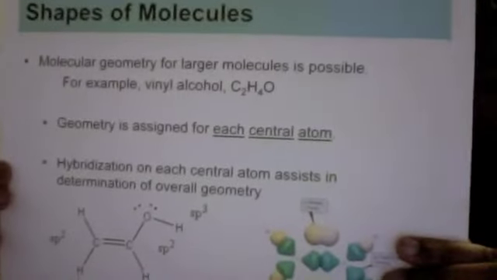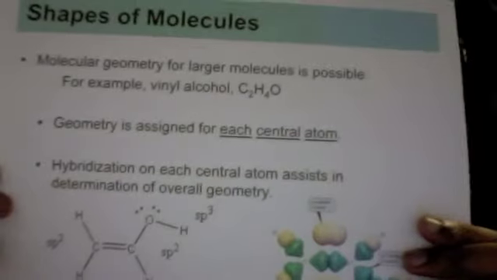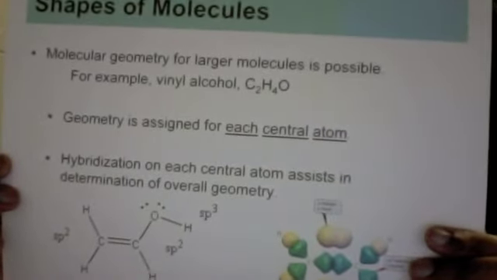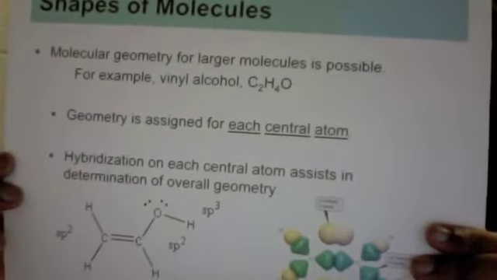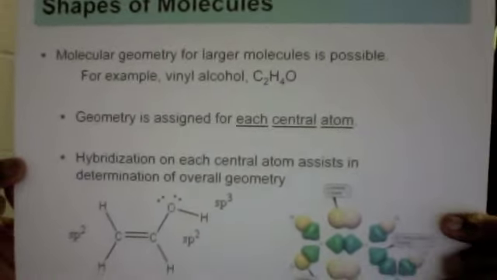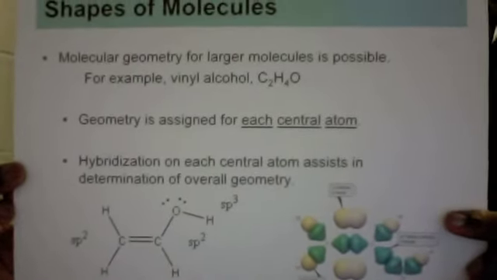Okay, so shapes of molecules. Molecular geometry for a larger molecule is possible. For example, for vinyl alcohol, C2H4O, geometry is assigned for each central atom. So for each carbon, hybridization on each central atom assists in the determination of overall geometry. So here's what we're looking at again. It's going to be determined by each carbon, really.